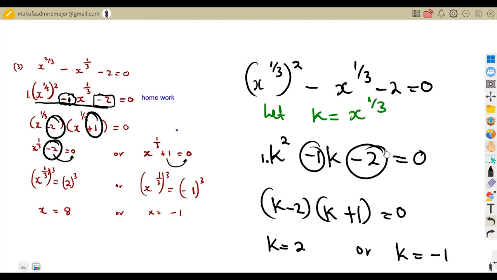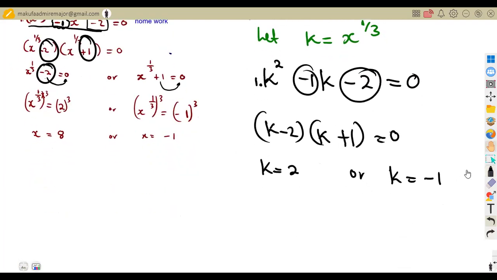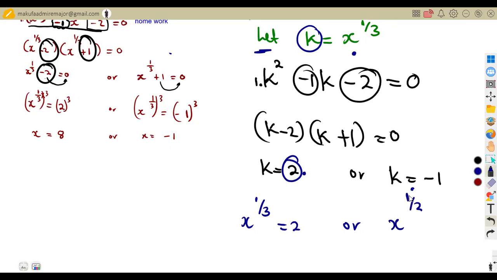So remember, you introduced the k. You say let k be equal to, it was not part of our question. So we must answer the question now where we introduce the k, therefore we have it. So x to the exponent of a third, which is our k here, is equal to 2. Or the same x to the exponent of a third, which represents k here, is equal to -1.